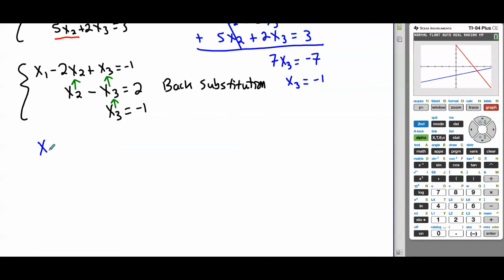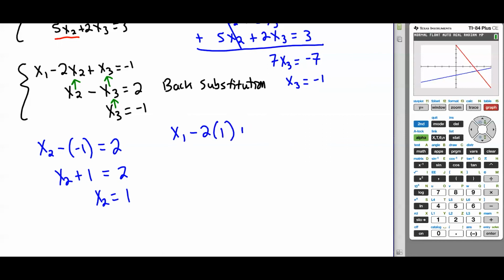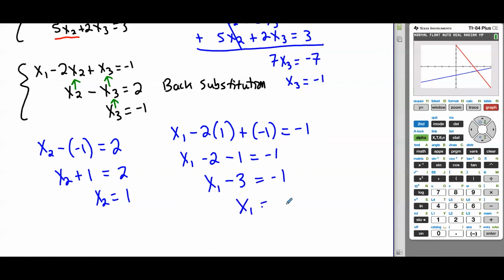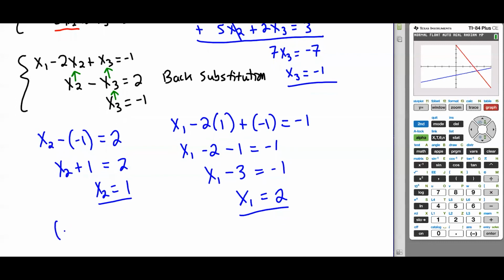I know x3 is -1, so I'm going to plug that in to the second equation and solve for x2. So this looks like x2 plus 1 equals 2, so x2 is equal to +1. So now I know x2 and x3, so I'm going to plug those in to the first equation. So I'll plug in 1 for x2 and -1 for x3, and now it's pretty easy to solve for x1. So this looks like x1 minus 3 equals -1. Add 3 to both sides. I get x1 equals +2. So now I have 3 numbers in my solution. So that's going to be an ordered triple: 2, 1, and -1.